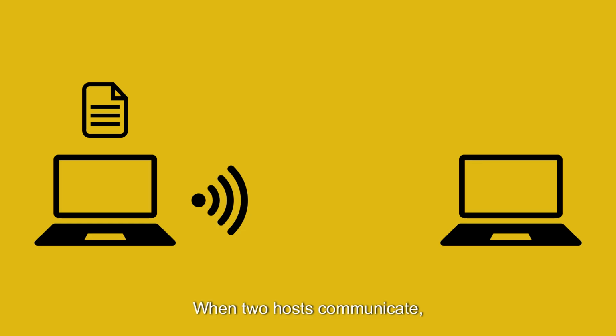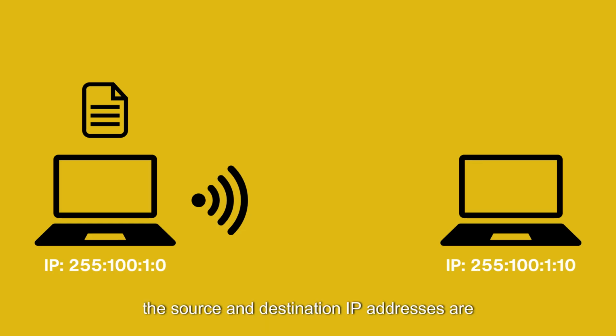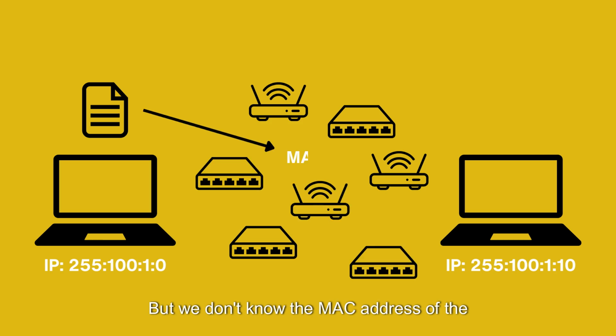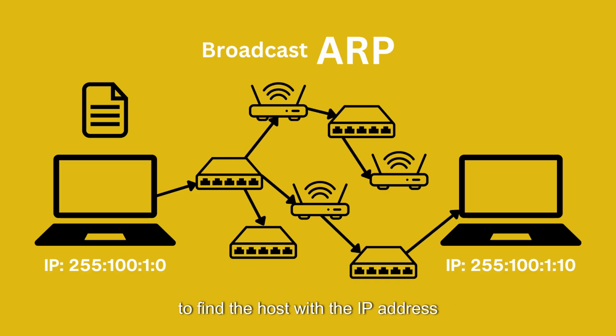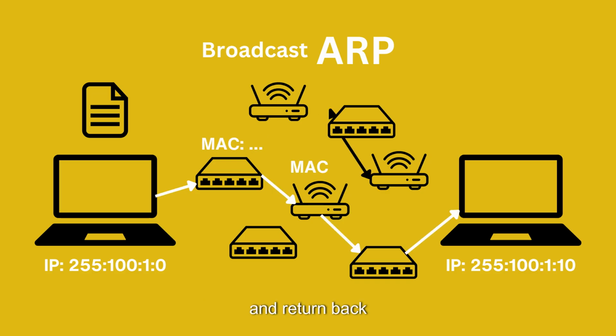When two hosts communicate, the source and destination IP addresses are usually provided by the user. But we don't know the MAC address of the router or switch that can direct our data into the right host. In other words, MAC address is the journey, and IP address is the destination. To resolve this, they have to broadcast an ARP request to every device in that network to find the host with the IP address and return back with the requested MAC address.